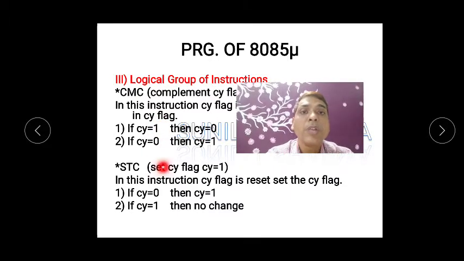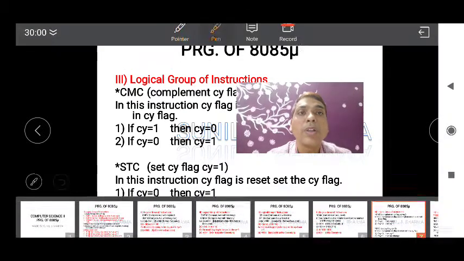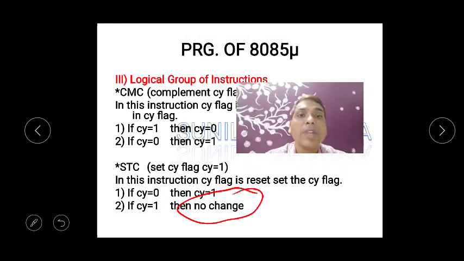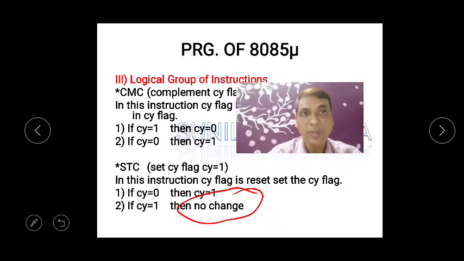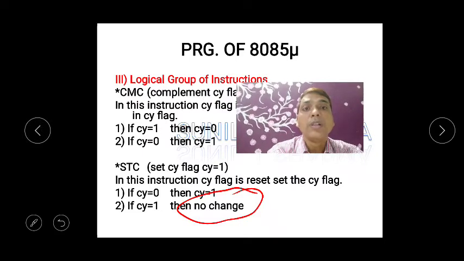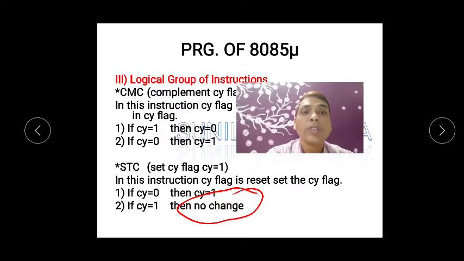Everyone knows that complement means replace 0 by 1 and 1 by 0. Then you have STC. The next instruction is STC, set carry. So the carry flag will be 1. In this instruction, the carry flag is set, that means the carry flag will become 1. If carry is equal to 0, then only it will change. But can you see, if it is already 1, no change. This is very important. If the carry flag is already 1, it will not change it to 0, because we are not going to complement this. We will be just setting the carry flag, and set means 1, because it is already done, there will not be any change.